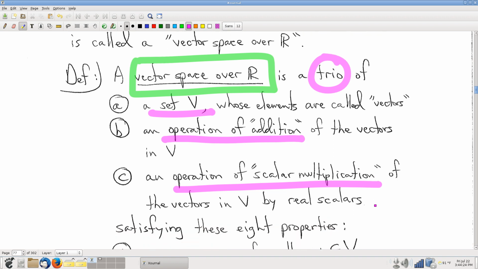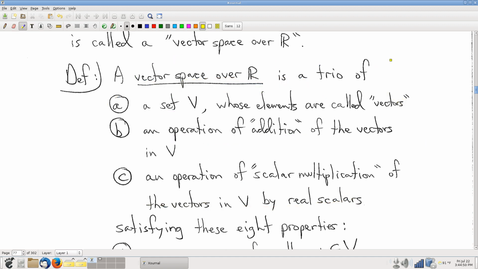Scalars in particular being real. And this is what we mean by over R. Over R is an indication that the scalars are real scalars. Okay, so importantly, a vector space is a trio. A vector space is not just this set. Right? A vector space is the trio of all three of these things together. That's a vector space.